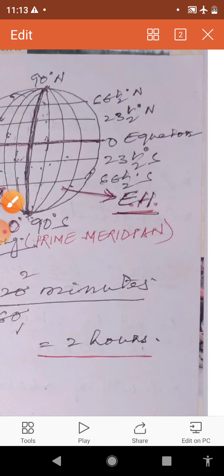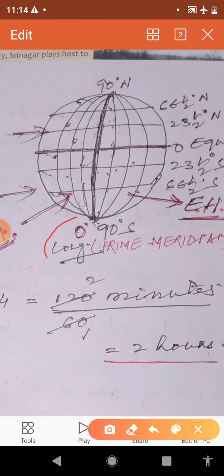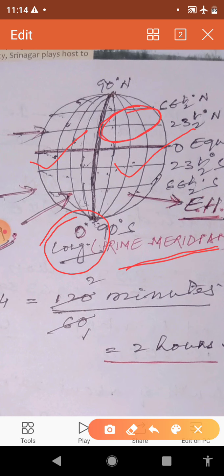After that, we will discuss the eastern and the western hemisphere. This 0 degree longitude, which is also known as the prime meridian, or if you want you can call it the Greenwich meridian, is also dividing the earth into two equal parts. The eastern side is known as the eastern hemisphere, and the western part is known as the western hemisphere. Our country lies in the eastern hemisphere.